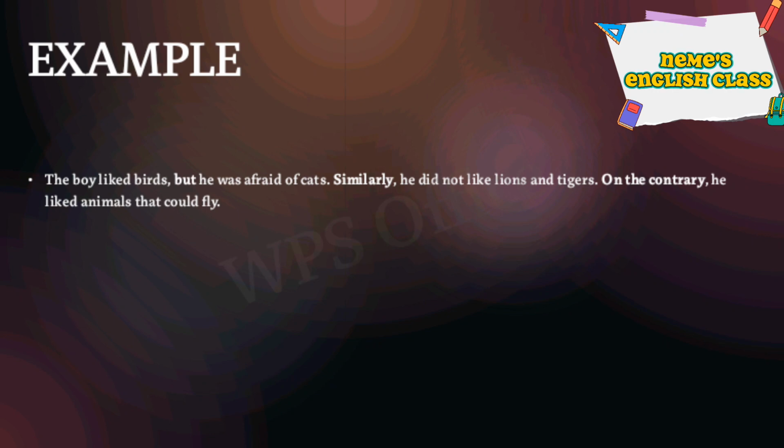Let's look at this example. The boy liked birds, but he was afraid of cats. Similarly, he did not like lions and tigers. On the contrary, he liked animals that could fly. The boy liked birds, but is a transition word. He was afraid of cats. Similarly, he did not like lions and tigers. On the contrary, he liked animals that could fly.